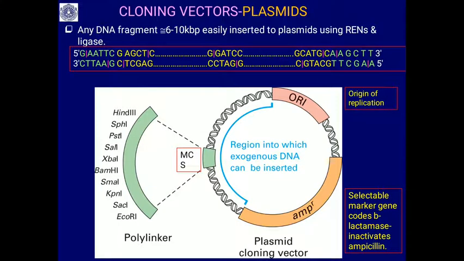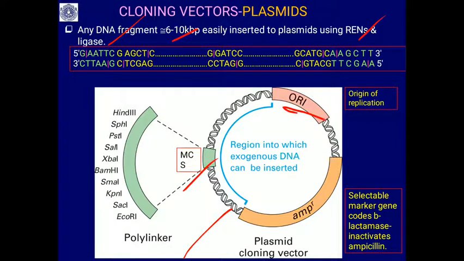So you will find this is a general plasmid. There are a number of plasmid vectors developed now and they are used, but there is a restriction: they can carry a gene of only 6 to 10 kilo base pairs in size, easily inserted into this plasmid using restriction endonucleases and ligase enzyme. Then what exactly is the multiple cloning site? These are the general features of the plasmid.